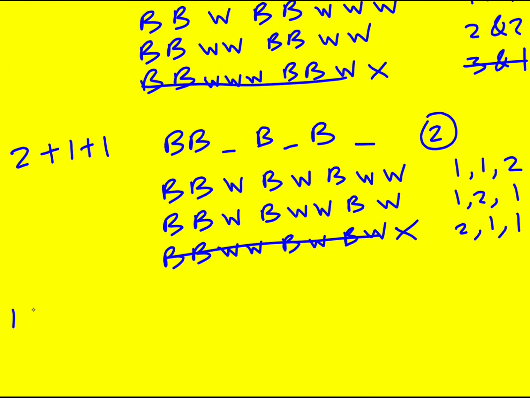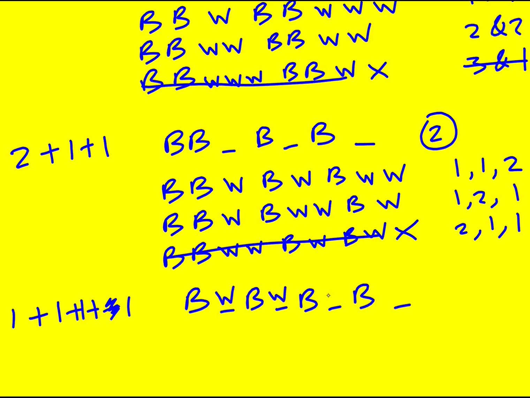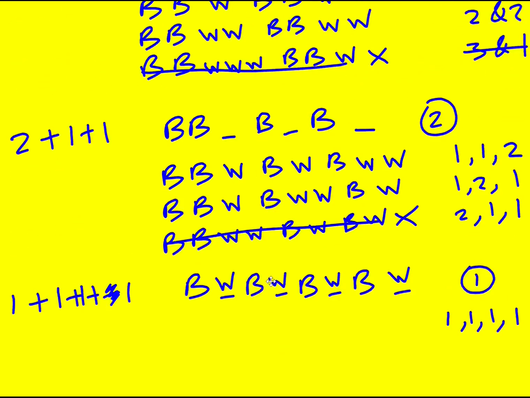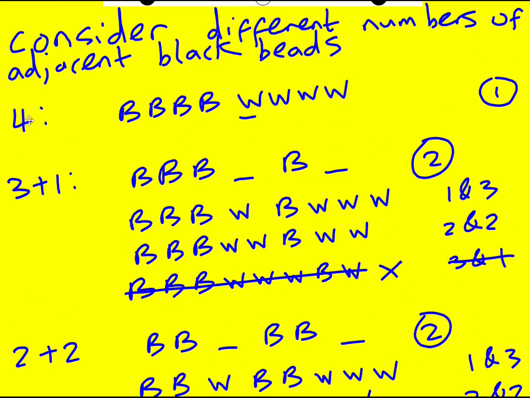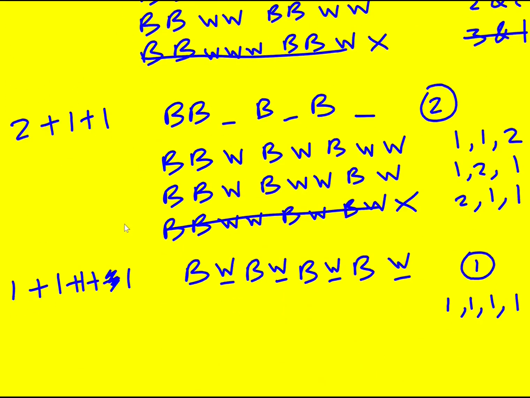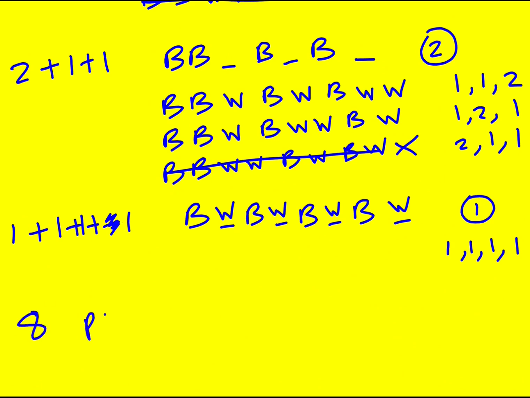Right, the only one I've not considered is what if they're all separate? So I made a mess of that. 1 plus 1, 1 plus 1. And the only option here to keep them separate is to fill it in like this. So there's one option here. It's going to be 1, 1, 1, 1 for the whites. So I feel like I've been very careful. Even writing in some of those that we then rule out is quite careful. Working our way through, there are no other options. So there's going to be 8 possible bracelets.